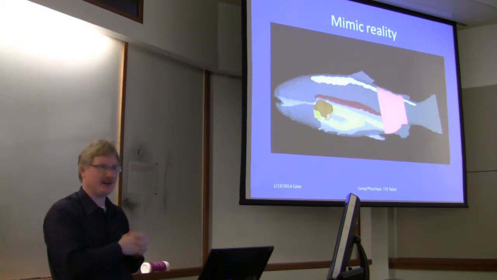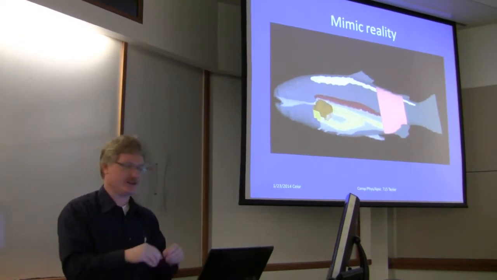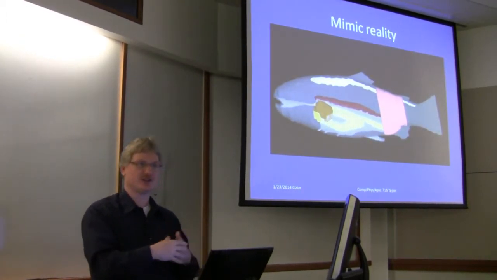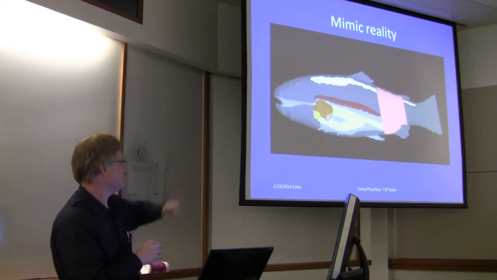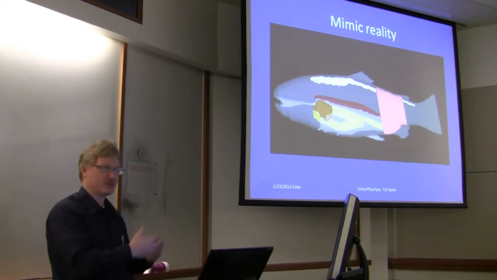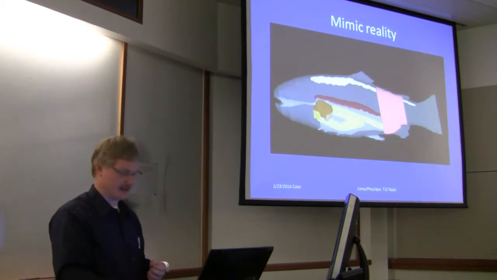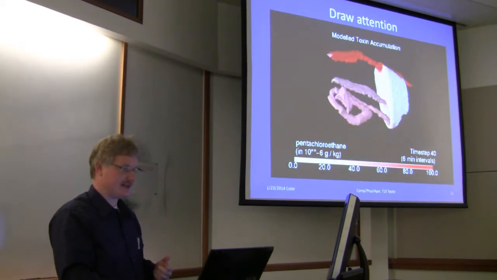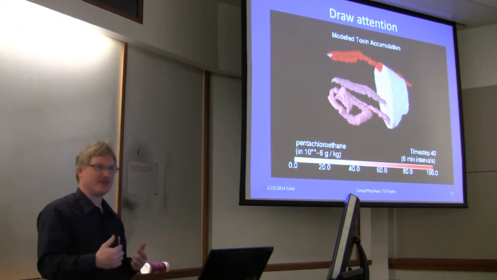You can use it to mimic reality, right? So here are the different parts of the fish. There's the bone that's white, there's the flesh that's pink, and there's the liver and the different digestive systems. That gives you an idea: okay, this matches what I see in reality, so now I know what I'm looking at.